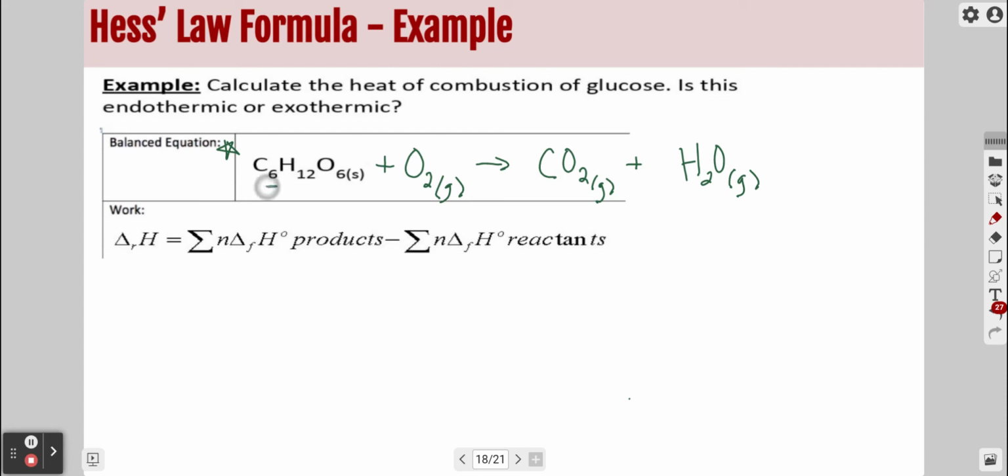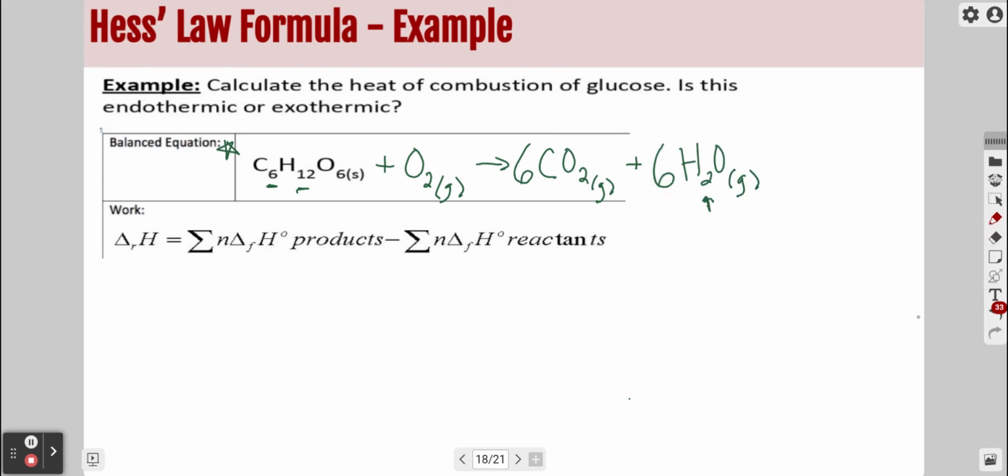There are 6 carbons here, so we're going to need 6 carbons on our reactant side. Then we're going to look at our hydrogens. We only have 2 over here, but 12 on our reactant side. So I'm going to put a 6 in front of the water. So I have 6 times 2 gives me 12 hydrogens. Now we add up all our oxygens. On this side, now this is where you've got to watch out.